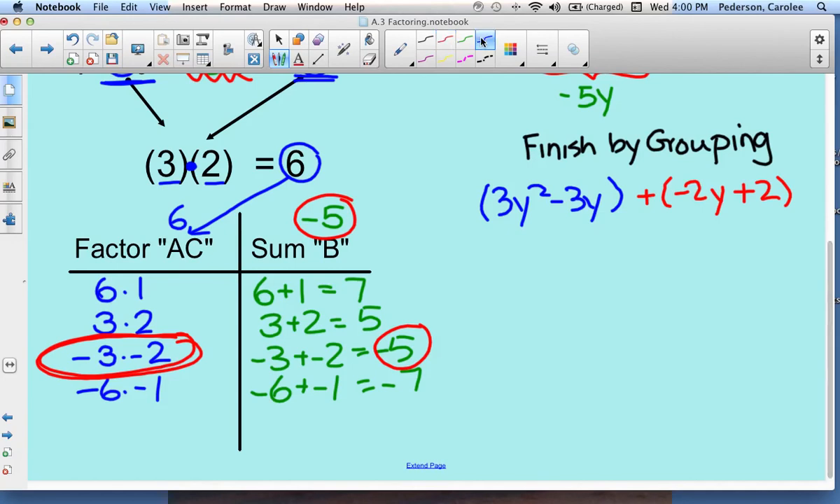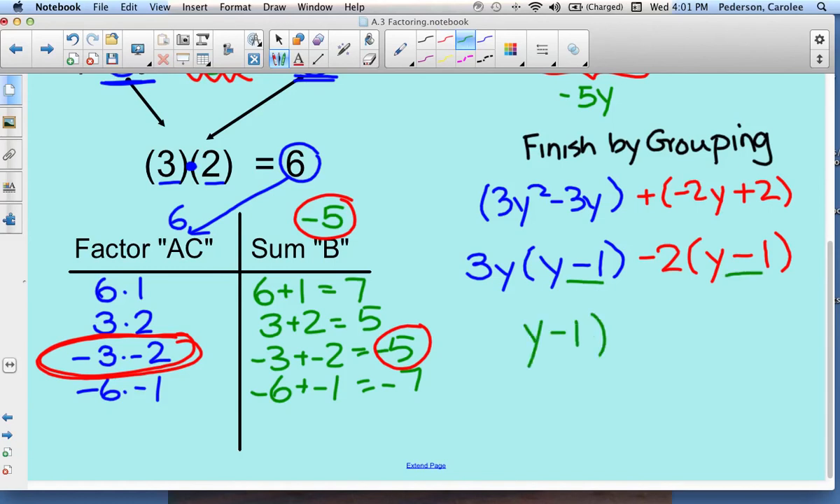Now we're going to do the GCF of both groups. So in the first group I can take out a 3y. What I'm left with after I divide that is y minus 1. In the second group I'm going to take out a -2 as a GCF. And when I divide that out, I'm left with y minus 1. Remember with grouping, both parentheses must be the same, which they are, so that's my new GCF. And what I call my leftovers, after I've taken out the y minus 1, is 3y minus 2.